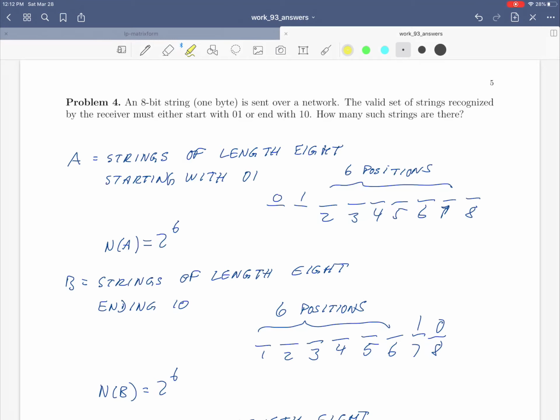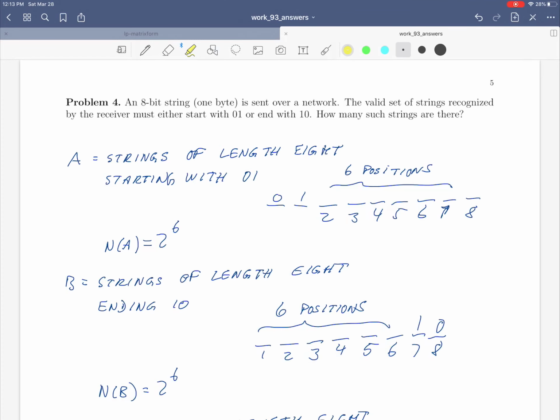An 8-bit string, which is 1 byte, so a string of 0s and 1s of length 8, is sent over a network. The valid set of strings recognized by the receiver must either start with 01 or end with 10. How many such strings are there? So A will be the set of strings of length 8 starting with 01. So that leaves 6 positions open out of the 8, so we have 2 to the 6 of those. B will be the strings of length 8 ending with 10, so again 2 to the 6 of them.